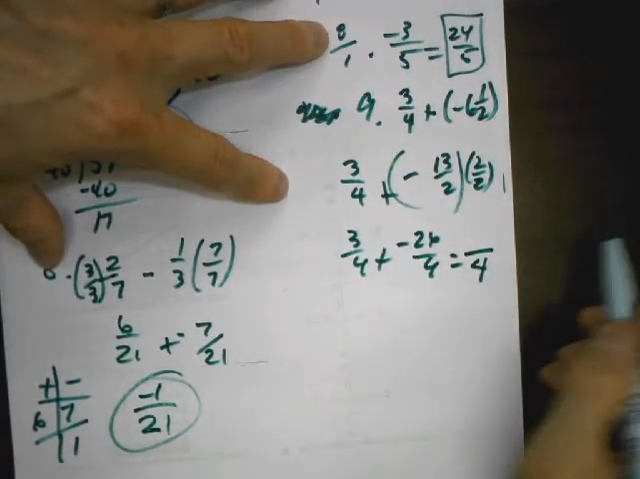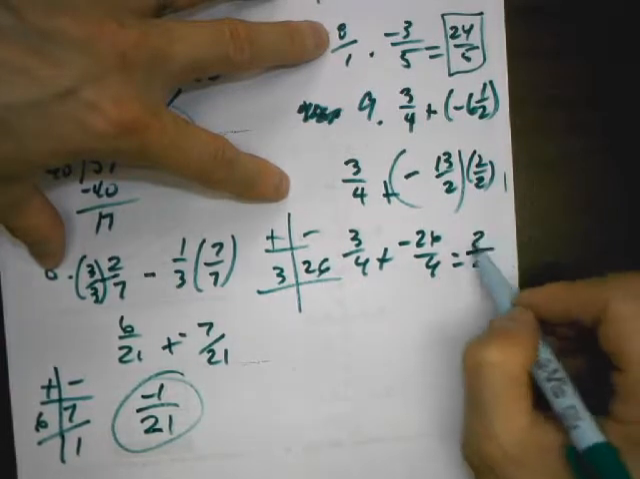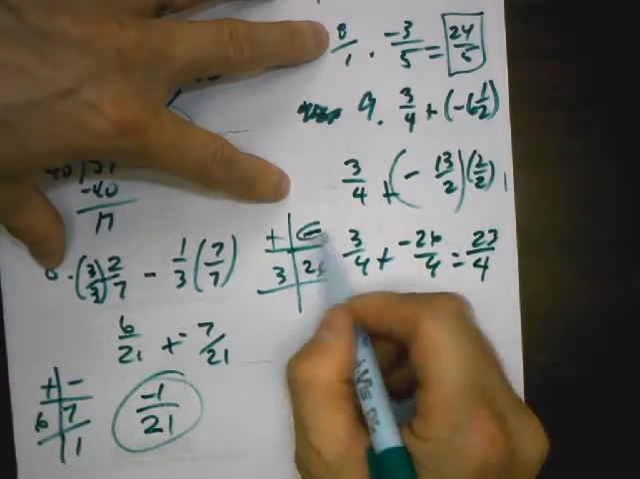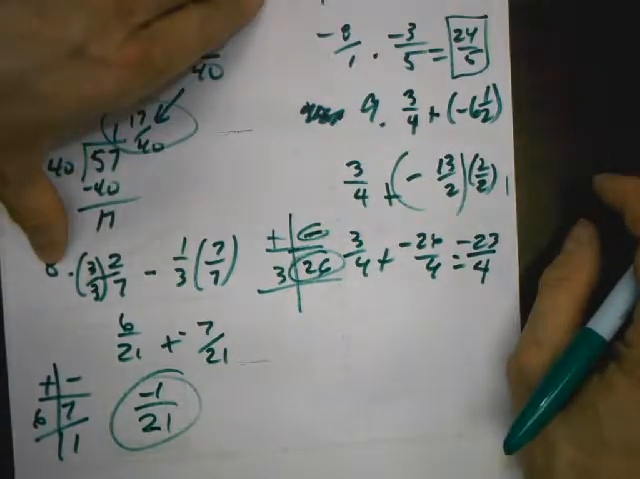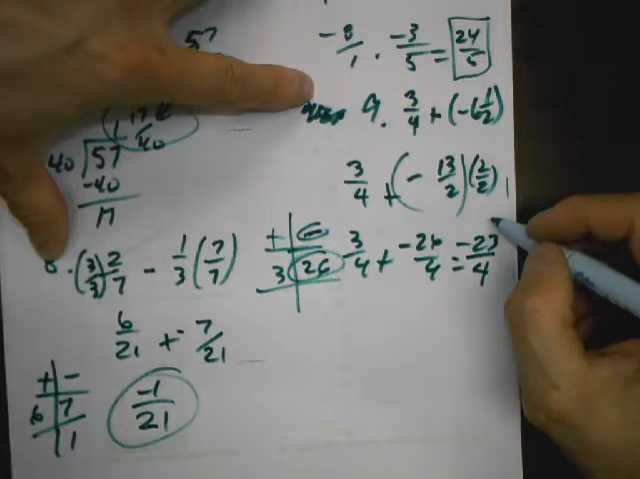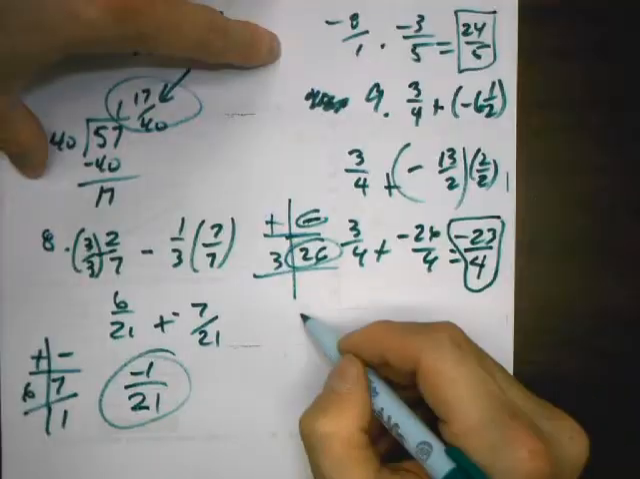Now, I got the same bottom number, so I carried over. I can do teams since it's addition. 26 negatives, 3 positives, that's a difference of 23. But who has more? We always ask ourselves who has more. There's more negatives than positives. So number 9, which I didn't do on time, is actually negative 23/4. Now we're going to jump over to number 11, because I don't like to do anything in the right order.